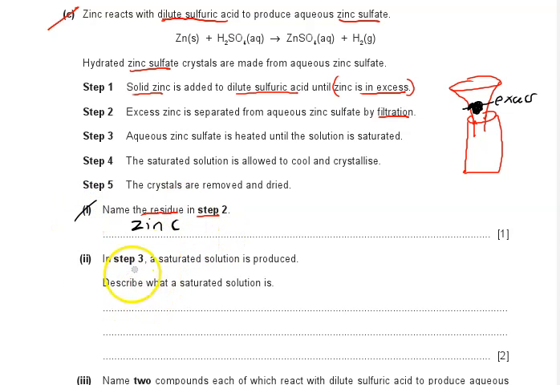Okay. In step 3, a saturated solution is produced. Step 3 here. Aqueous zinc sulfate is heated until the solution is saturated. Describe what a saturated solution is.